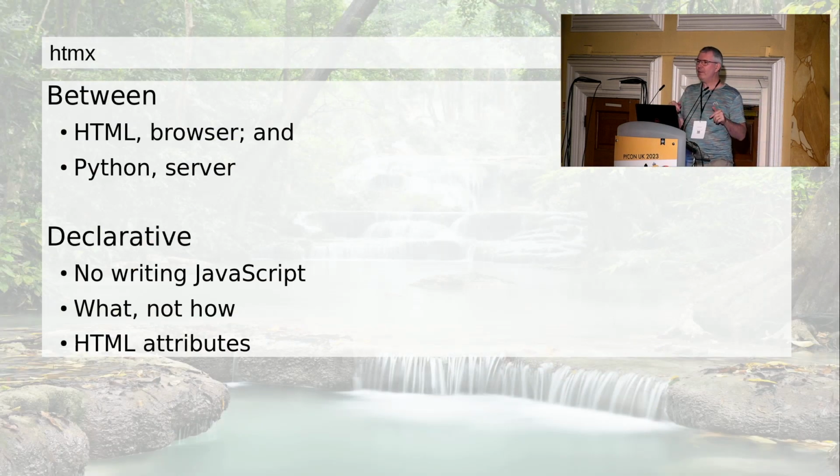So, htmx gives us, as Python developers, the interaction between the HTML on the front end and our Python code on the back end. It is written in JavaScript, but you can use htmx without writing any JavaScript yourself. It is declarative. You tell it what you want, and it is up to htmx to figure out how to do it. It uses special attributes on the HTML tags. For instance, maybe you put an attribute on a button to say that when the button is clicked, htmx will request some information from the server and show it on the page.